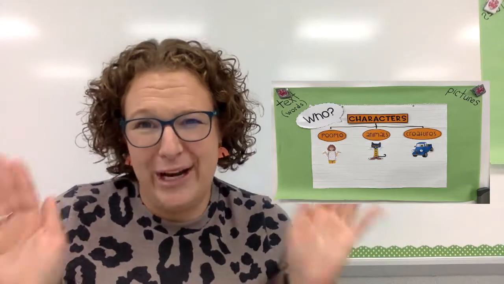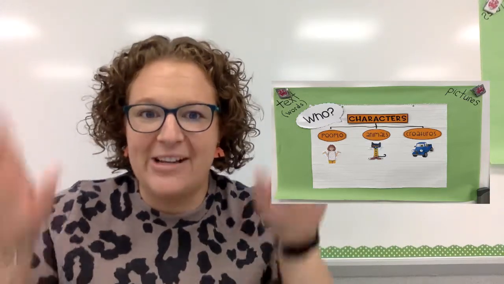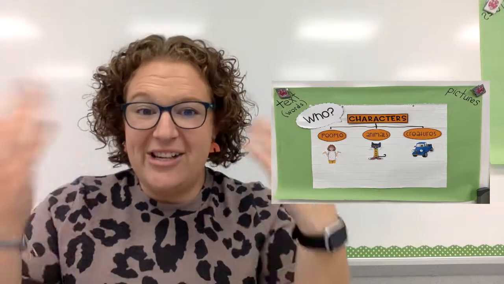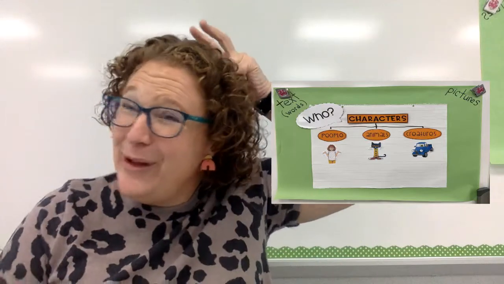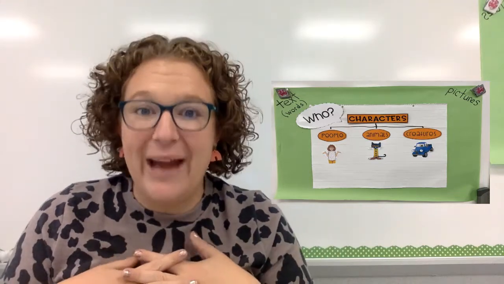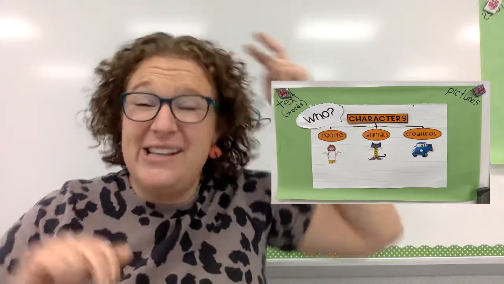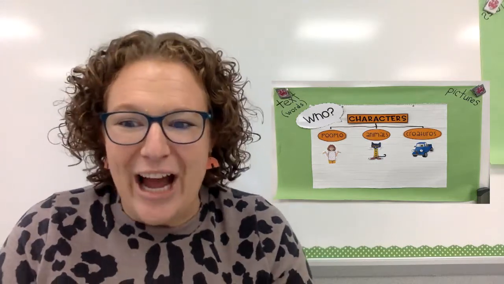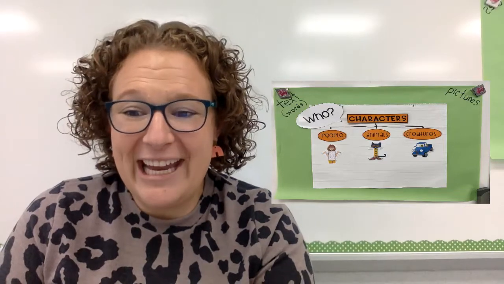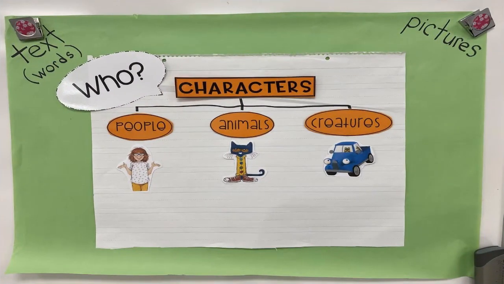Let's try doing it a little bit quicker this time. I'm going to group it together. Ready? Mirrors on. Characters are people, animals, and creatures. Great job. Do the whole thing with me. Ready? Characters are people, animals, and creatures. Mirrors off. Great job. Those are the 3 categories that our characters are going to fall into.